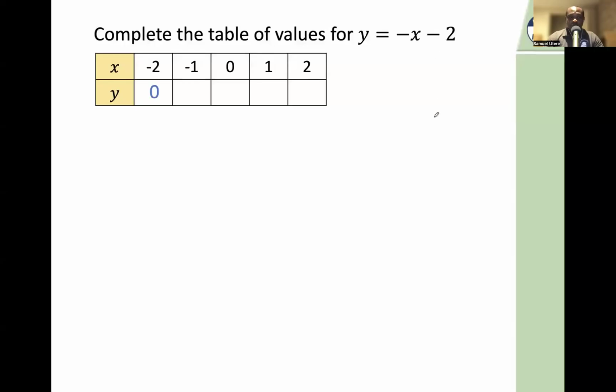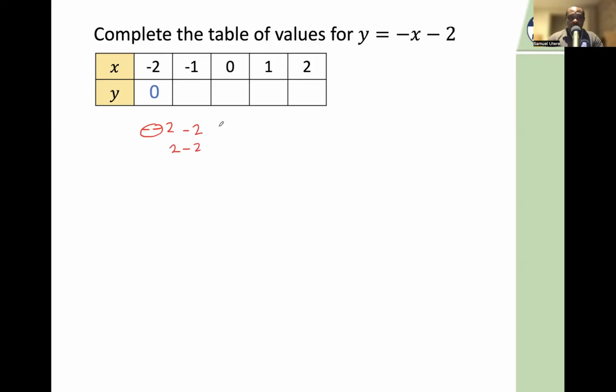Let's watch this. Now, when x is negative 2, we have negative negative 2, because remember x is already negative. So we have negative, negative 2, which obviously is positive. Subtract 2. So now it becomes 2 subtract 2, which is 0.